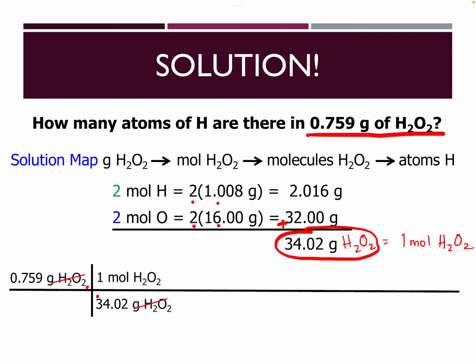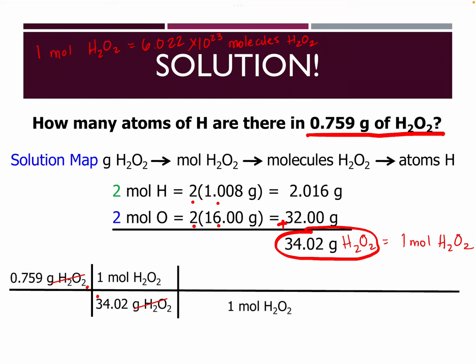Right now, we have moles of hydrogen peroxide, and we're trying to solve for atoms of hydrogen. So we're going to need to convert first between moles and molecules. We know that for every 1 mole of hydrogen peroxide, there are 6.022 times 10 to the 23rd molecules of hydrogen peroxide. So we can use that as a conversion factor.